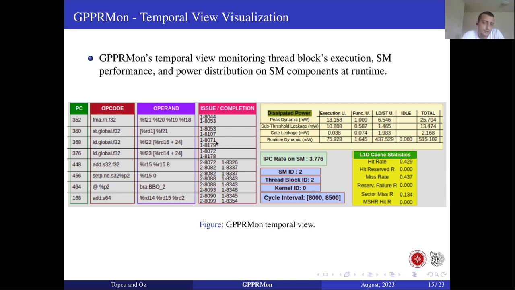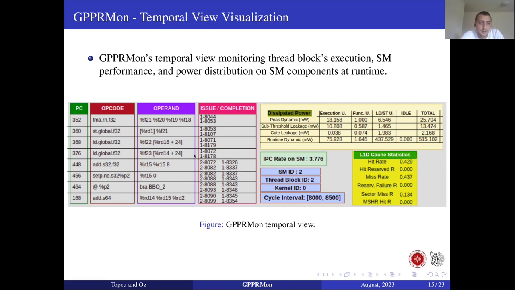The first row shows the issue time and the second row shows the completion time. These are the warp IDs within this thread block. For example, this is the second thread block. These are the first warp, and these are the second warp as well. This thread block executes on the second streaming multiprocessor.